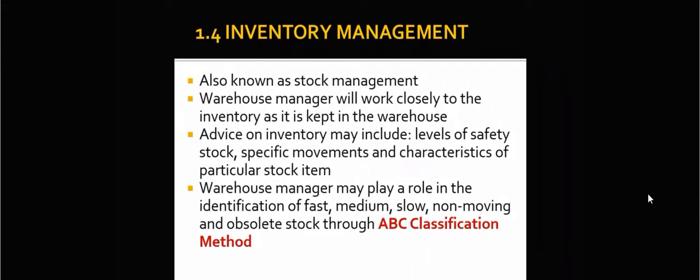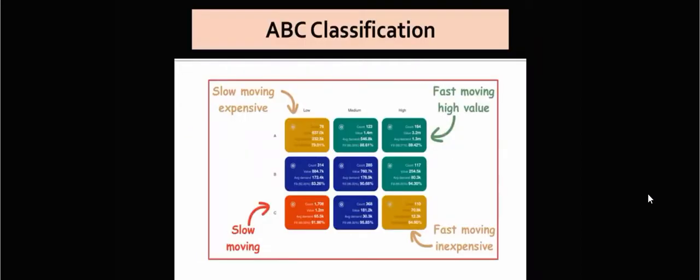A warehouse manager may also play a role in the identification of fast, medium, slow, non-moving and obsolete stock through the ABC classification method. These are the things that we mentioned just now. Here is the ABC classification: fast moving, high value; slow moving, expensive; fast moving, inexpensive; slow moving product. So once we know the categories of these products, we have classified them. As a warehouse manager, you must identify these types of products beforehand.